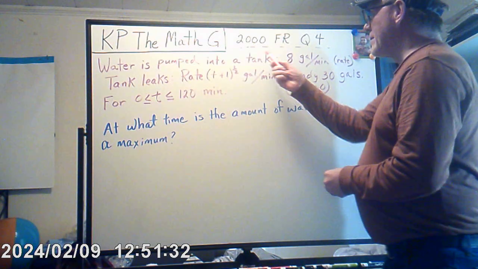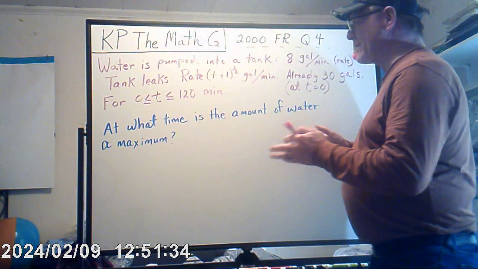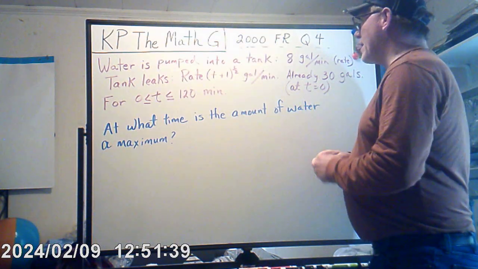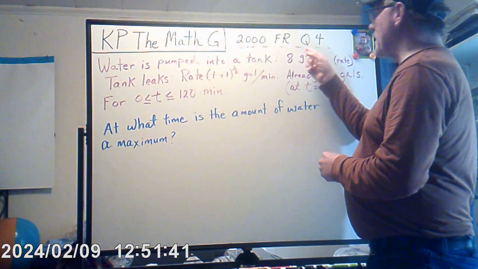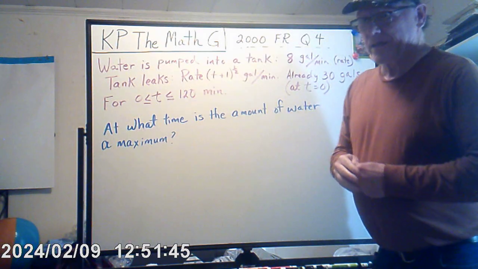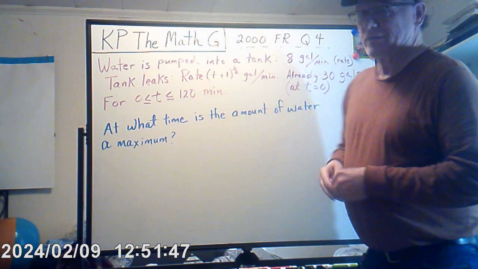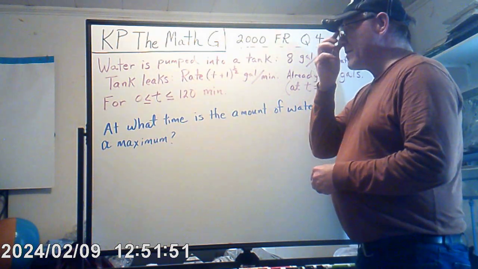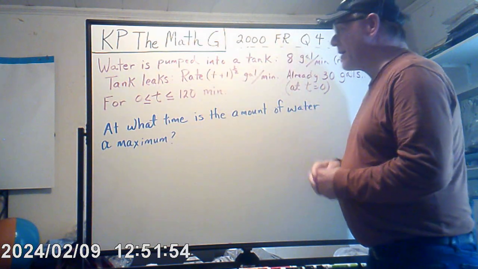Well, let's see. We're looking at part D of the 2000 free response question 4. Anytime you see me put FR together, that would be free response question whatever. So just kind of keep that in mind.